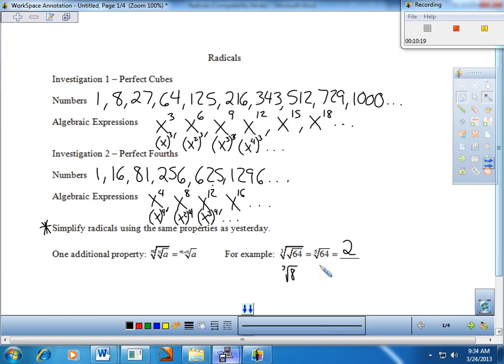So can you think of a number raised to the 6th that is equal to 64? It's 2 to the 6th. So the 6th root of 64 is 2. Okay. Again, we're not going to see that a lot.